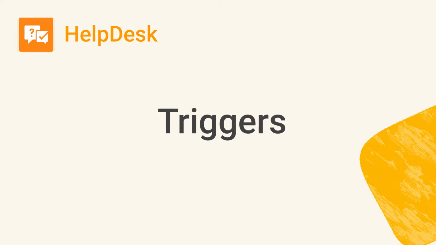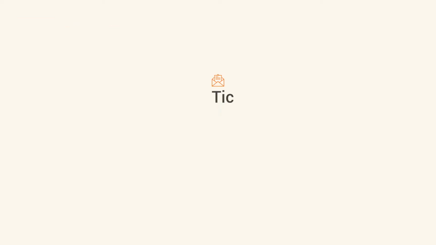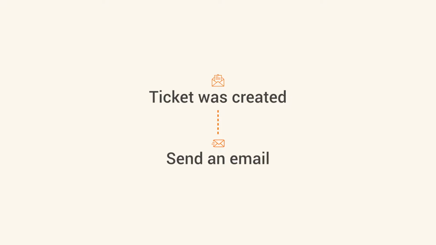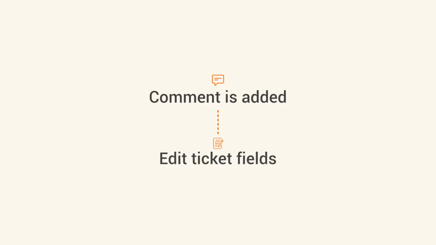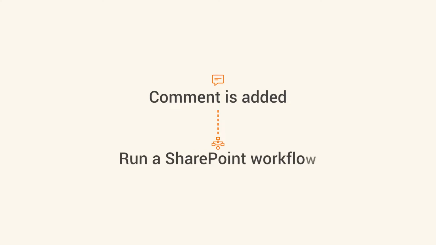In this video, we'll learn how to work with triggers, one of Plumsail HelpDesk's automation tools. HelpDesk uses triggers to execute one or multiple actions when a ticket is created, modified, or when a new comment is added to it. You can set up and customize triggers to send email notifications, edit ticket fields, change the comment type, or run a SharePoint workflow.